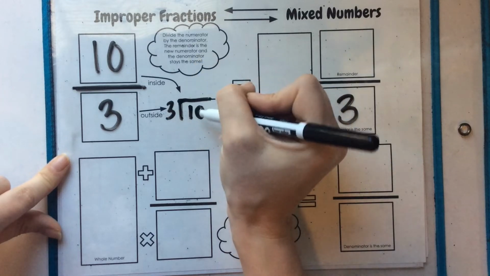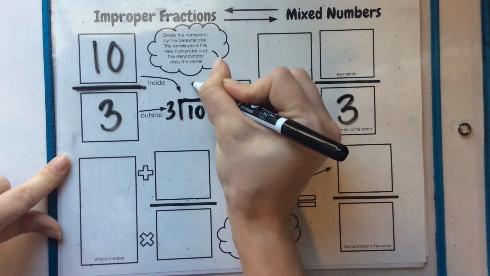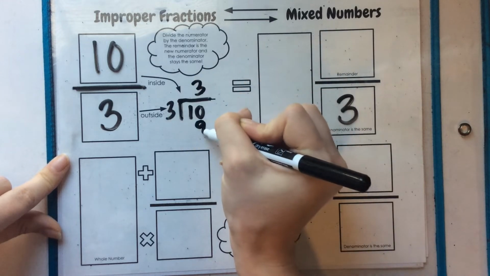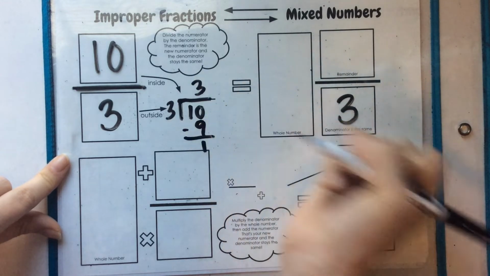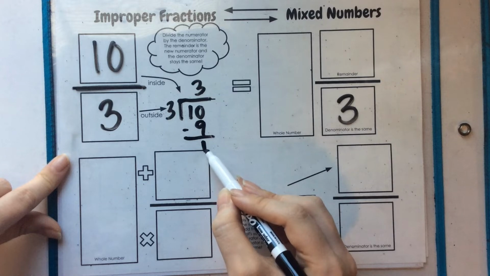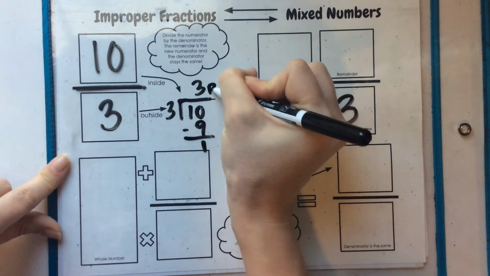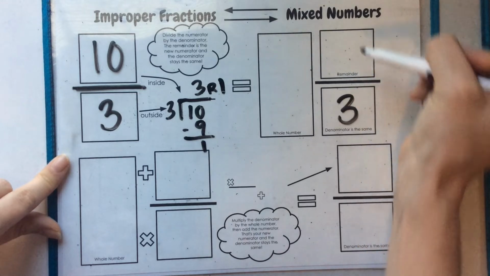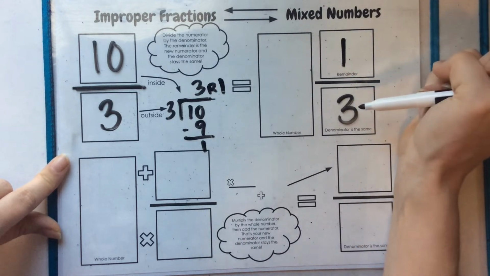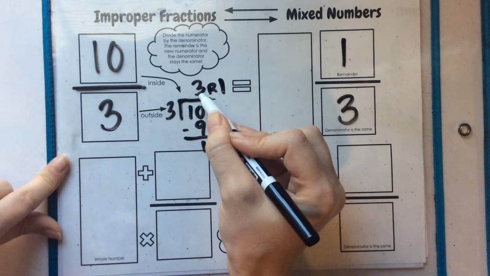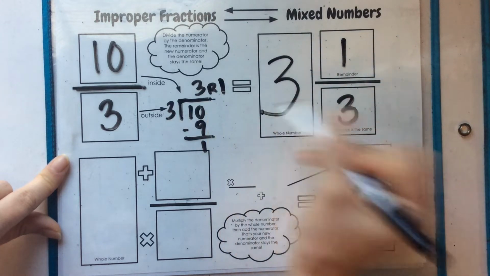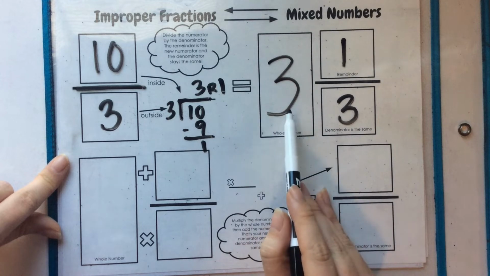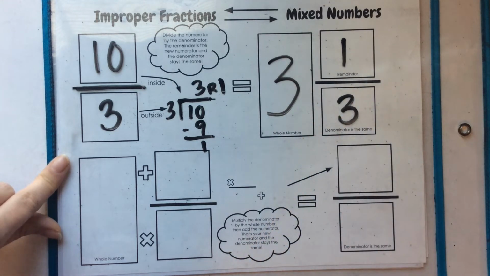3 can go into 10 3 times. 3 times 3 is 9. When we subtract, we get 1. So we have a remainder 1 here. R1. And this tells me that my remainder is going to go here as 1/3. And my whole number 3 is going to go here. So 10 thirds is equal to 3 1/3.